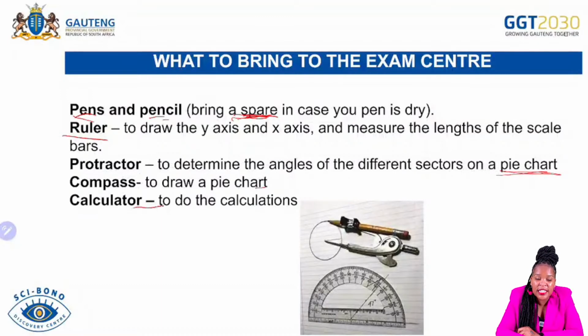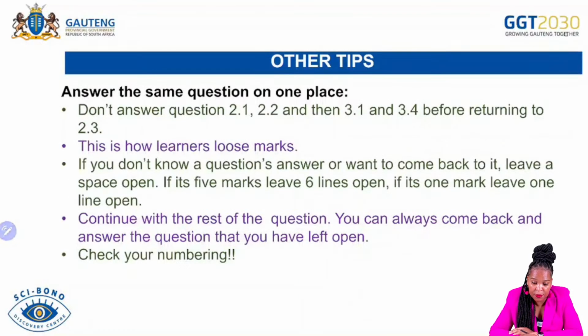You're going to also need a calculator. For you to get that 529%, you need a calculator to calculate that percentage increase or any other thing that may require calculations. Then, what are the other tips that you can follow?